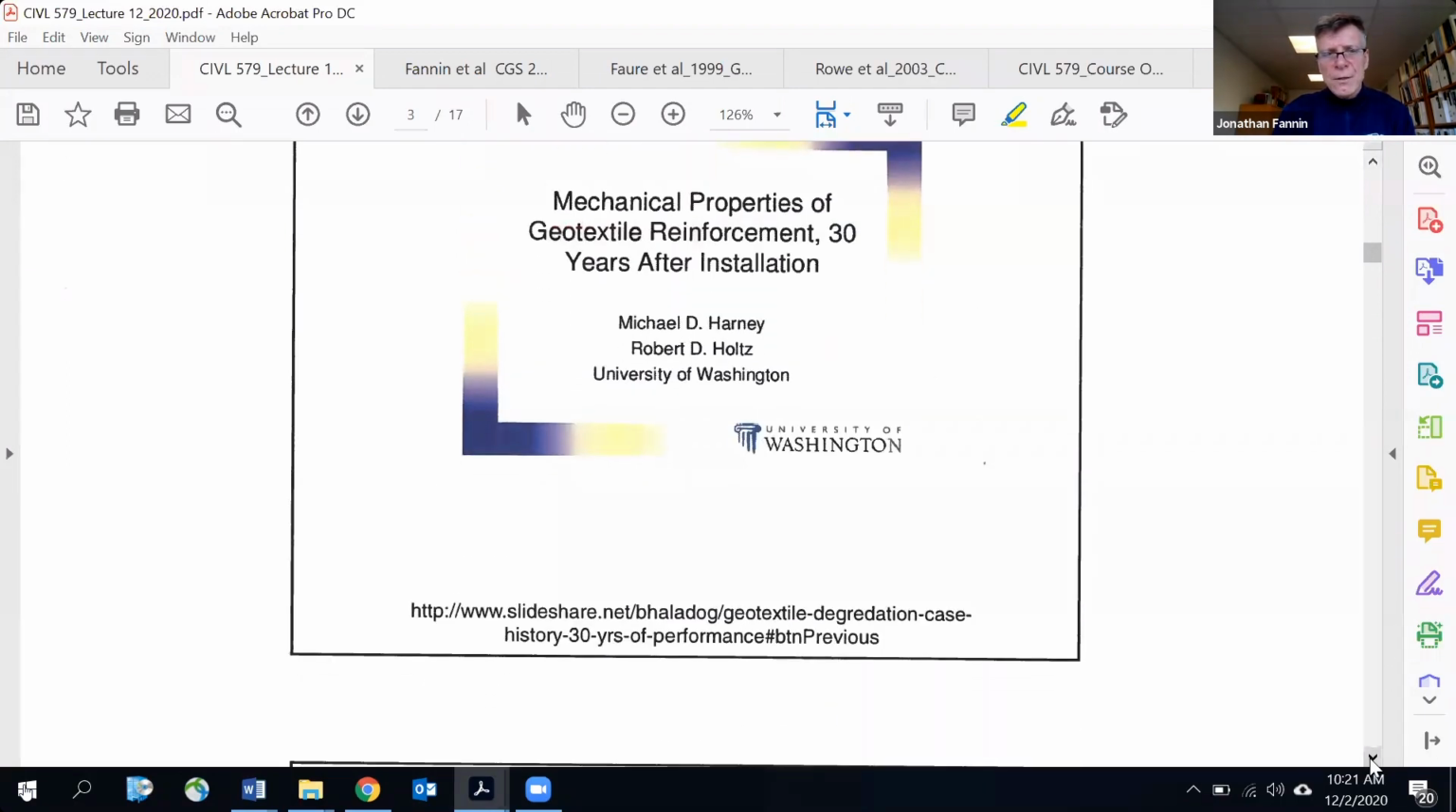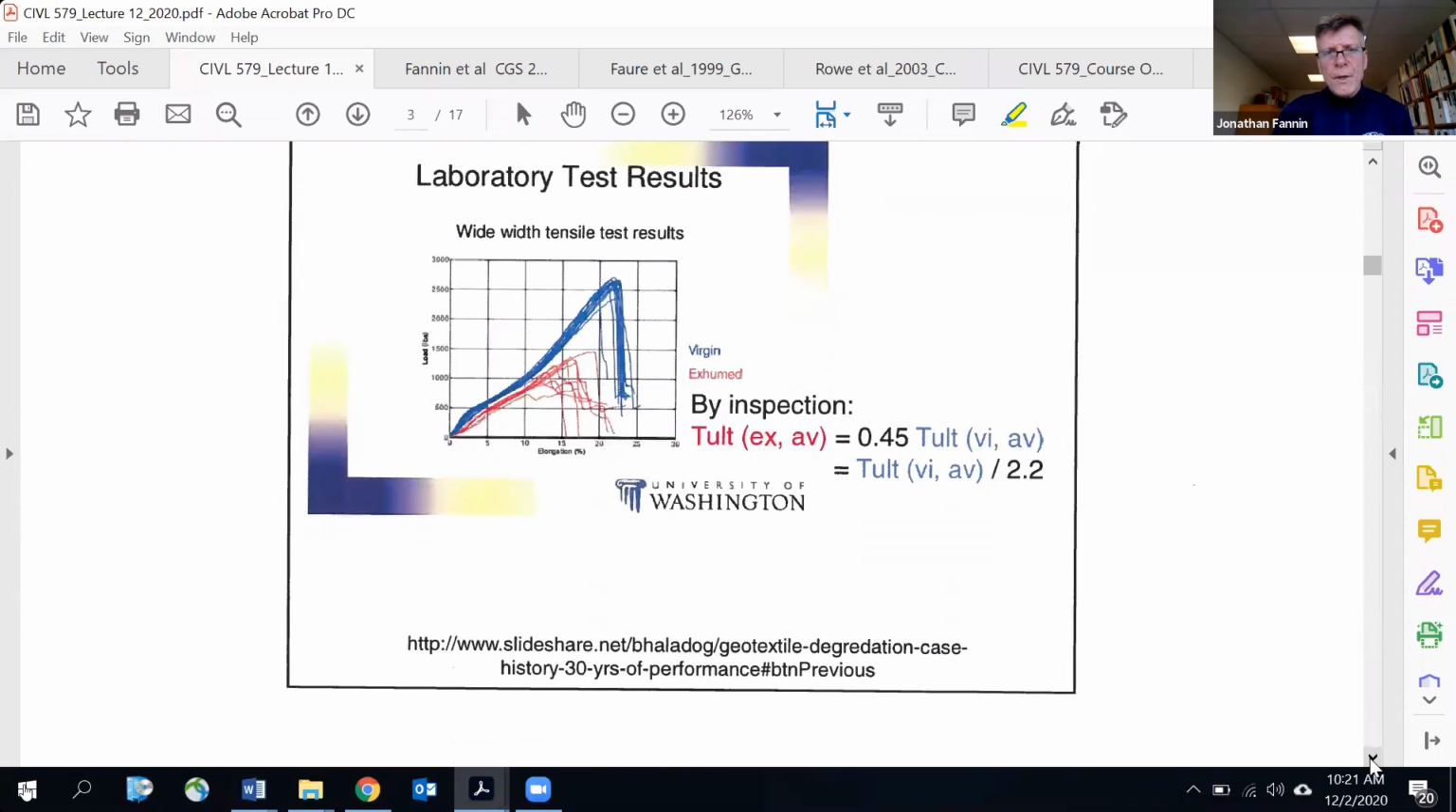sorry, let me scroll through here. And exhuming and comparing wide width tests of that geotextile. It was a woven geotextile. It was a woven polyester geotextile. The embankment was built in 1972. And so this would have been very early usage of geotextiles. And then samples were exhumed some 30 years later, and further wide width tests done on the exhumed samples.